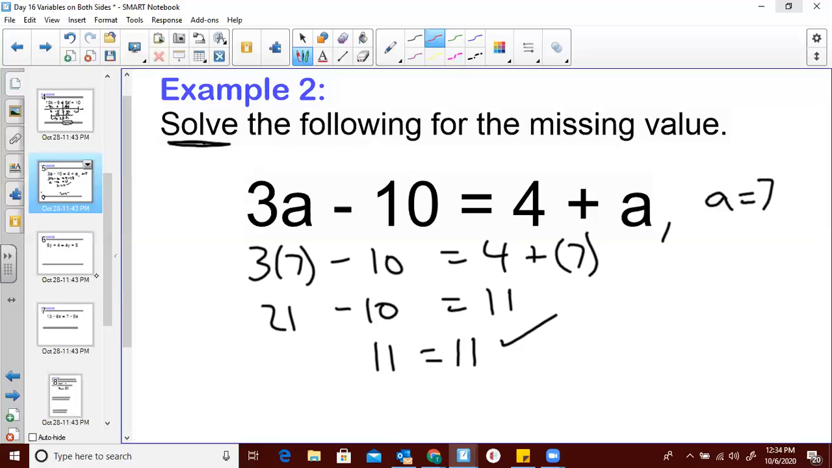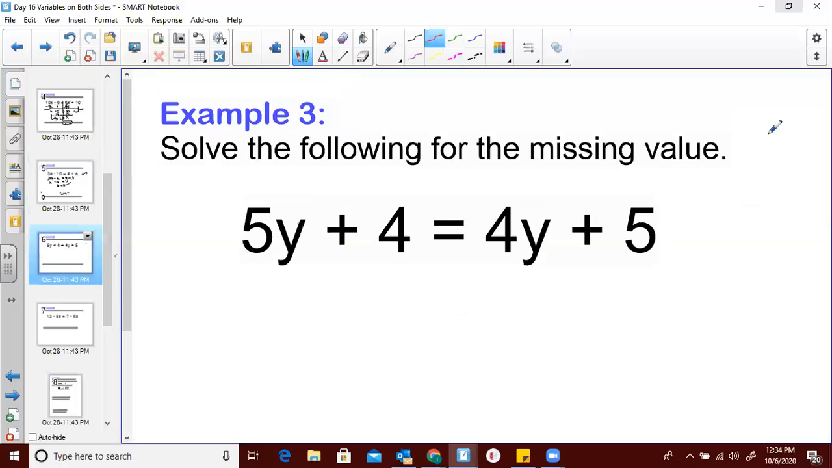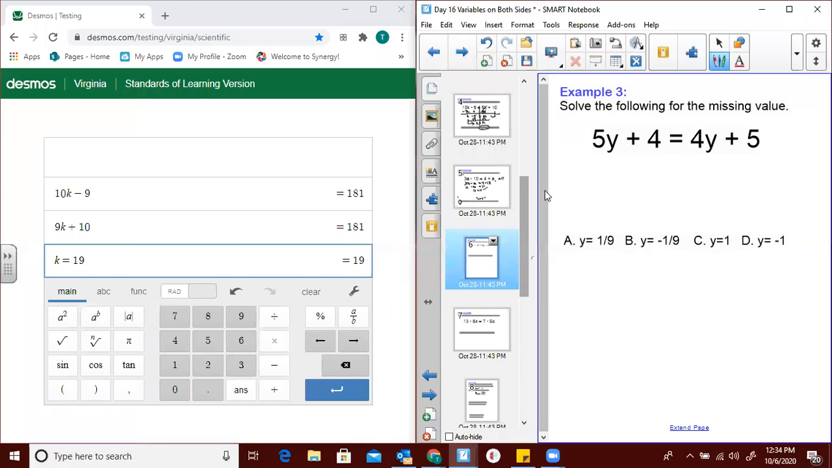All right, so let's just do the last two just in Desmos, just to show you how fast and easy these can be. I need to clear out my Desmos, and I'm going to put the left-hand side of the equation in, which is 5y plus 4. Pretending my enter is equals, and I have 4y plus 5. My variable is y, so y equals, and I'm just going to try each answer.